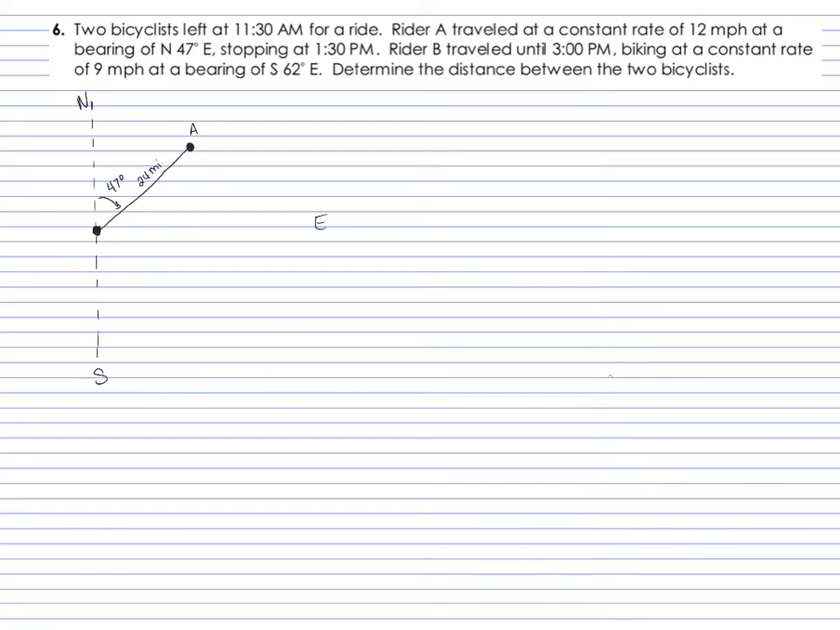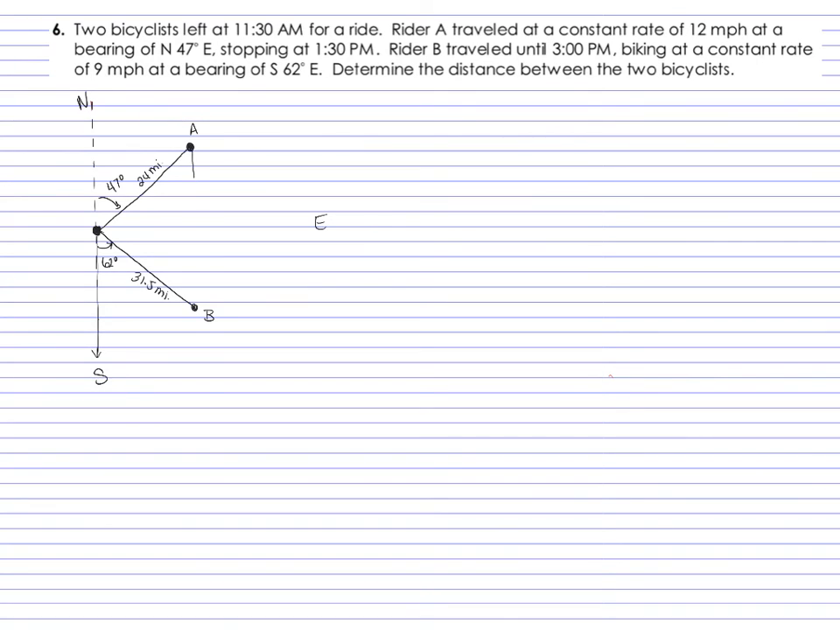So rider B travels at a bearing of south. So this time we're going to come down in this direction, but we're again going to go to the east. So 62 degrees east of south is essentially what that means. We're going to pretend that this is 62 degrees, not drawn to scale. South over to the east, 62 degrees. And they traveled from 11:30 to 3, so 3.5 hours, to make them have traveled for 31.5 miles. So this is rider B.